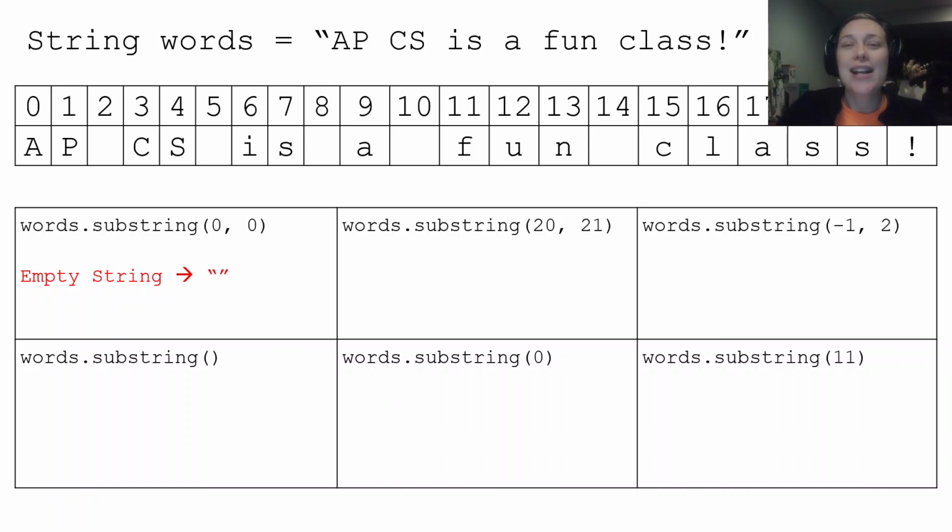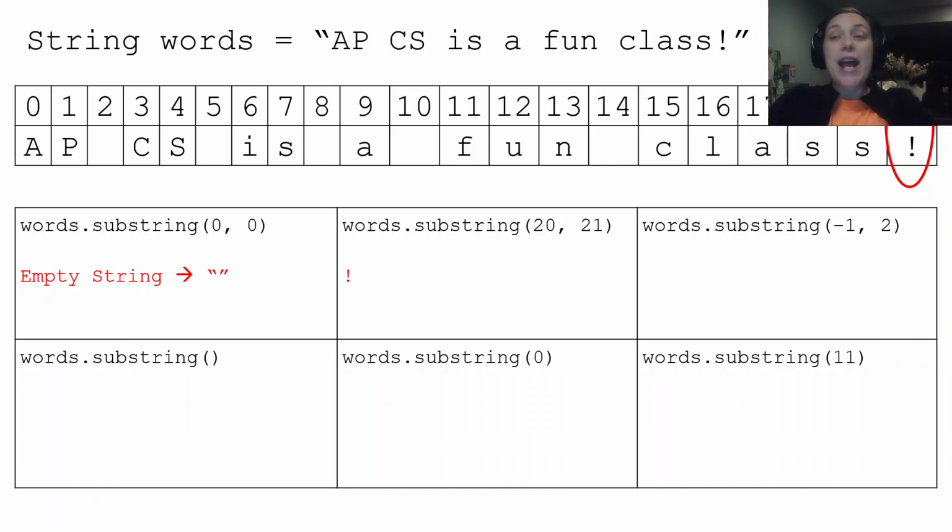20, 21. So we talked about 2 numbers being right next to each other is a single character or a single letter. And the fact that this goes up to but not including 21 means that I'm just returning that exclamation mark.